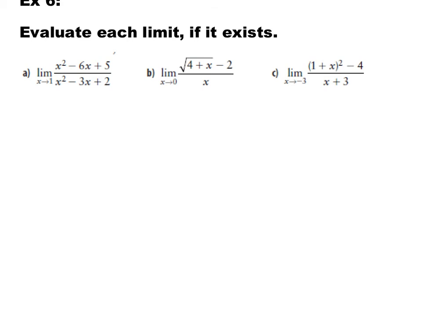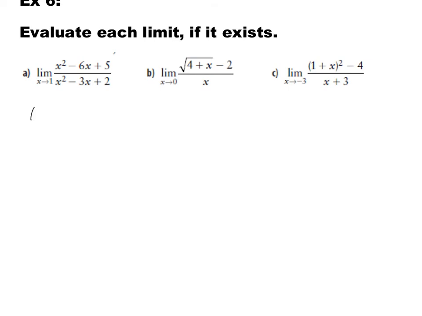The next question, we have to evaluate each of the following limits if they exist. The first one is limit of x goes to 1 of x squared minus 6x plus 5 over x squared minus 3x plus 2. The function is a rational function. If we evaluate the denominator, we get 1 squared minus 3 plus 2, it becomes 0. And number divided by 0 does not exist. So we have to try to see if we can simplify this one.